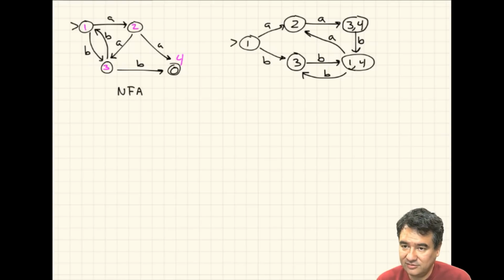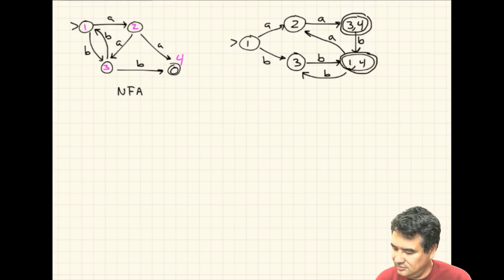We've written out all of the states, we've written out all the transitions, and now we just need to put in the accepting states. The accepting state is 4 in the NFA, so anything that's got a 4 in the DFA also becomes an accepting state. So that's this one and this one. We end up with two accepting states. Here's one here, and there's one there.